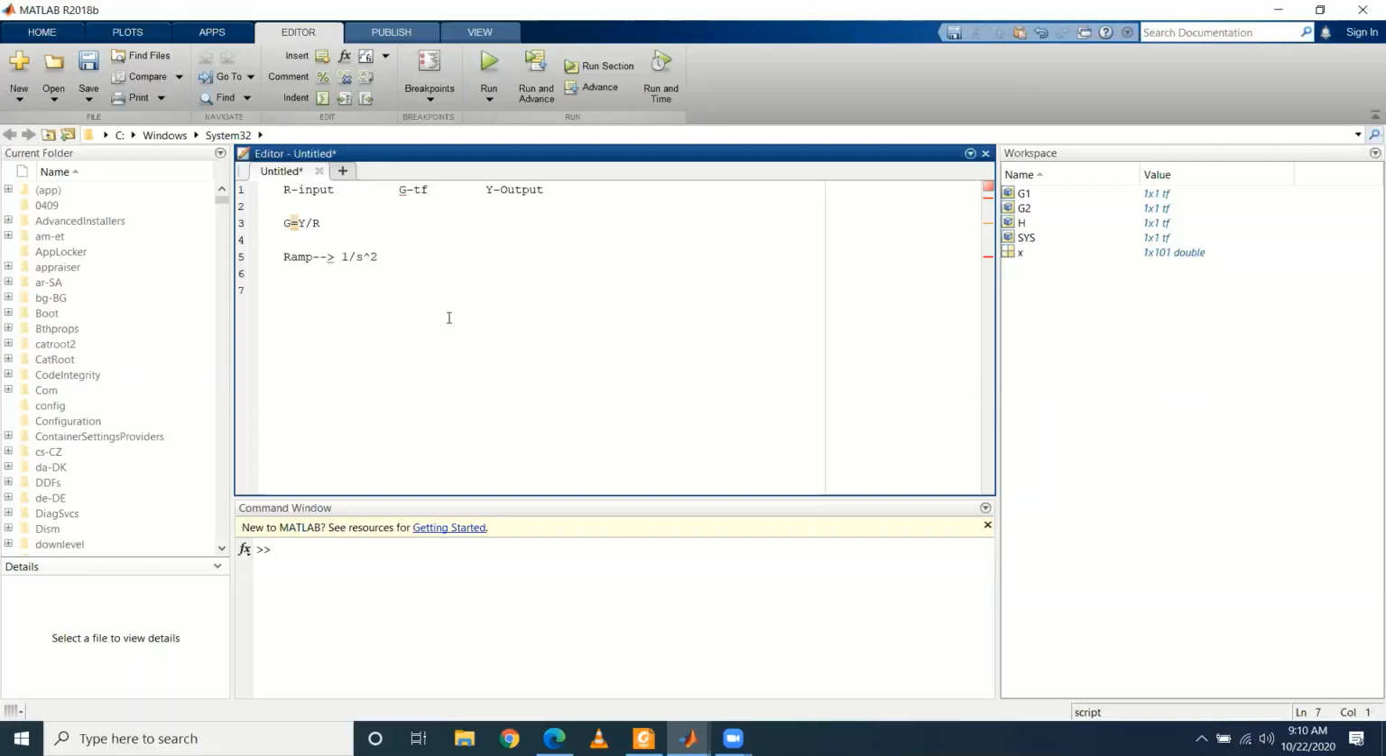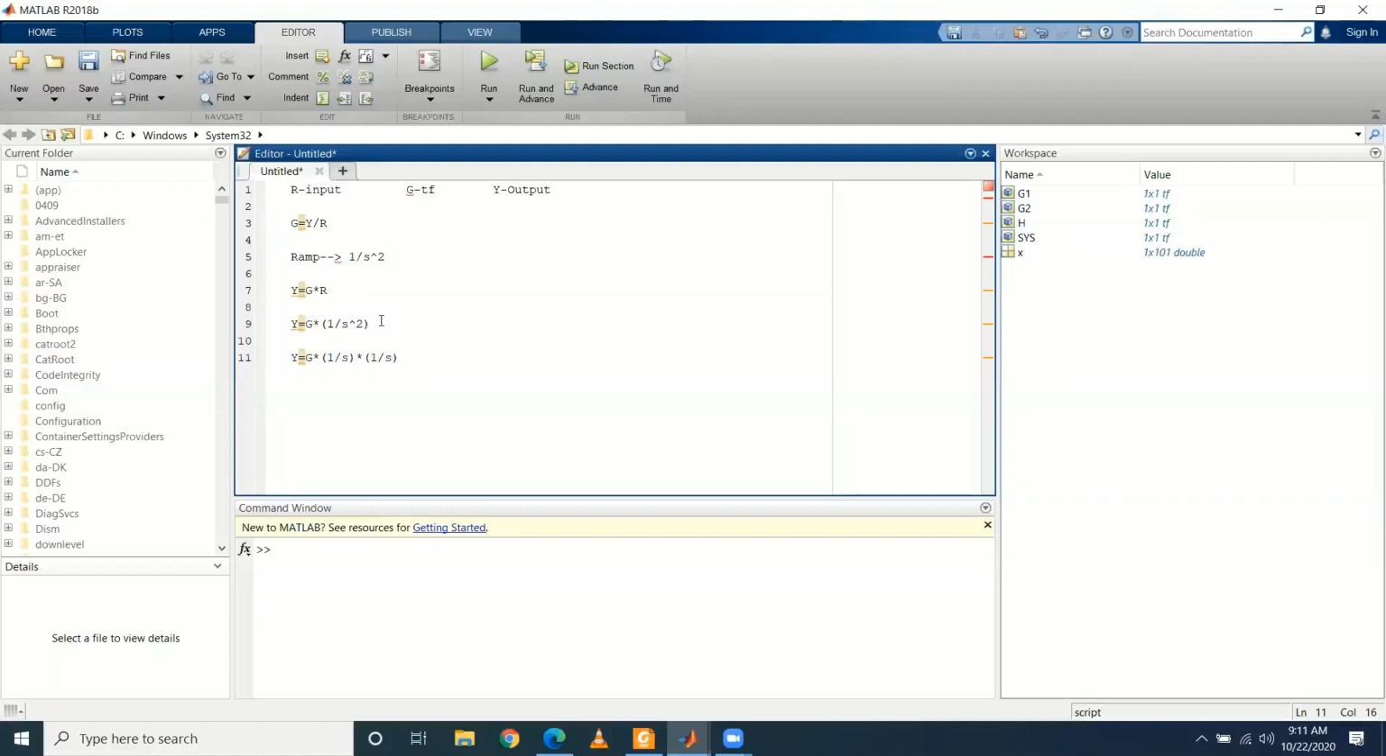So in that case, suppose we make the output the subject. Y equal to g multiplied by r. So for observing the ramp response, we will multiply the transfer function with 1 divided by s square. All right. So how can you write this as G multiplied by 1 by S multiplied by another 1 by S? Can you do that? Yes, sir. Same thing.